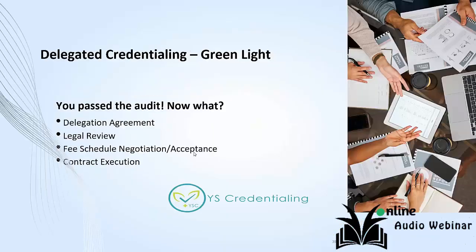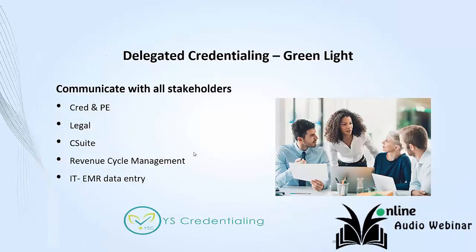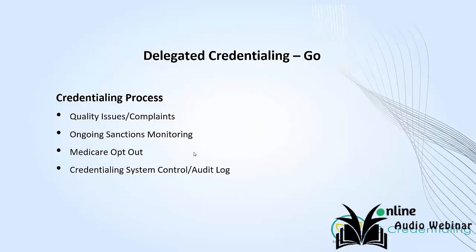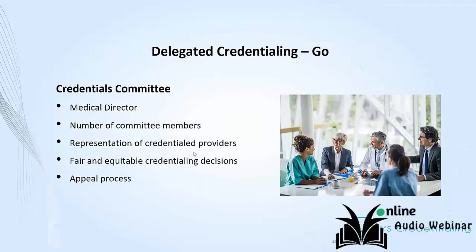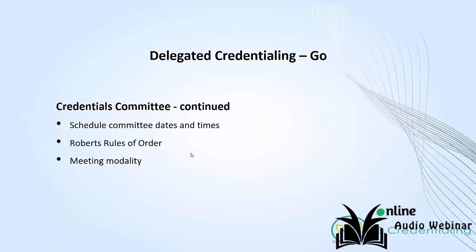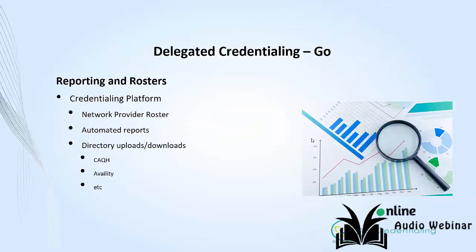Now that you've passed the audit, you're going to jump into the delegated agreement. The legal team has reviewed it. Wonderful, you got the green light. You did your due diligence and did the credentialing and enrollment pieces perfectly. All of these things have to be reviewed, specifically Medicare opt-out information, and you have to have a credentials committee, because this is part of the NCQA standard that the process and policy includes a modality. This will be part of the auditing process. Is your credentialing platform providing the correct reporting?